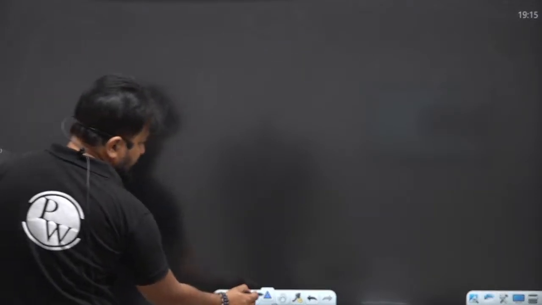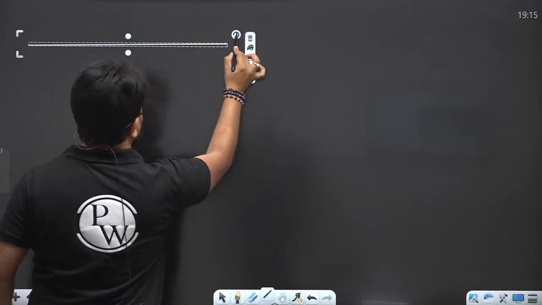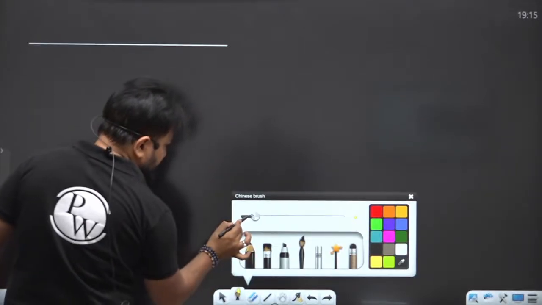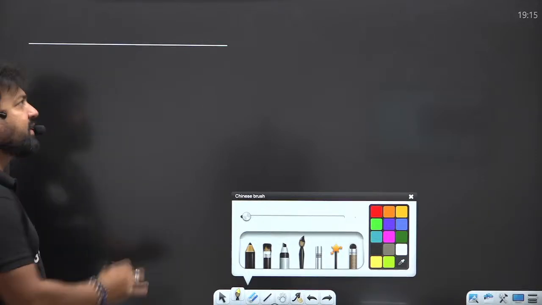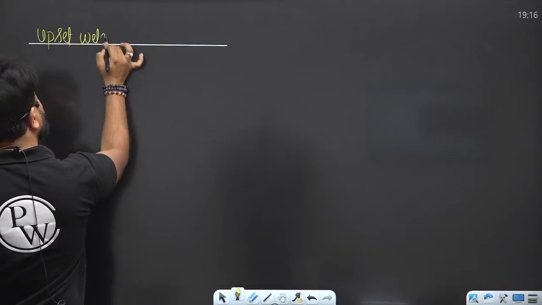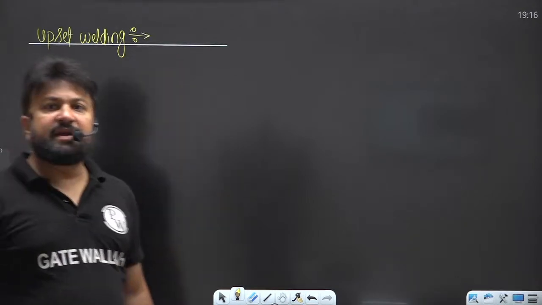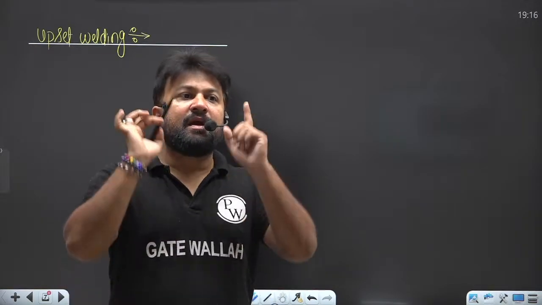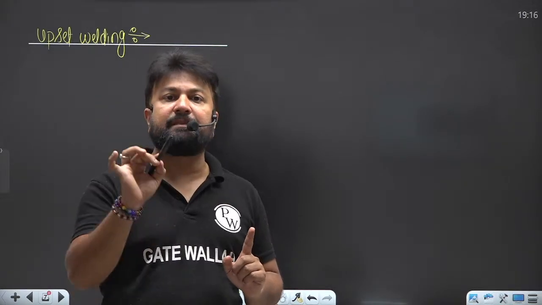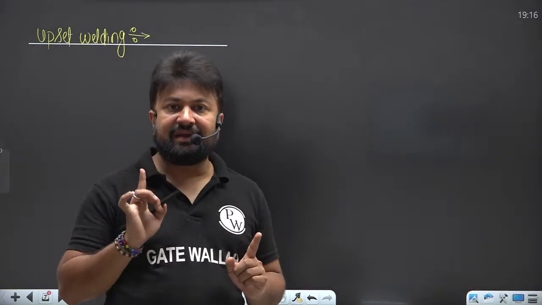Now let me move to the upset welding, right? My dear, upset welding. What is upset welding? First of all, in upset welding we are going to make a butt joint compared to a lap joint, right? Here pieces are held tightly and current is applied.